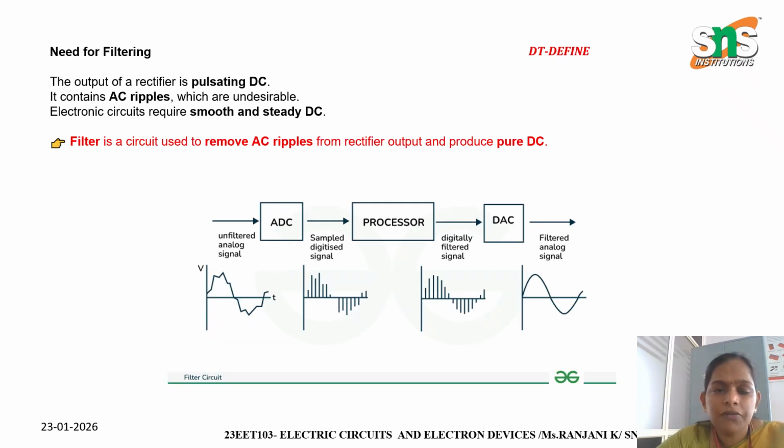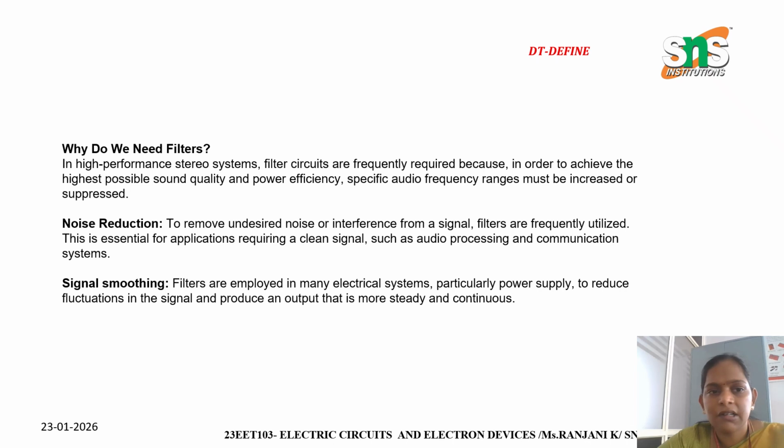And why do we go for filtering? The output of the rectifier is a pulsating DC, and it also contains AC ripples, which is undesirable. Electronic circuits require a smooth and steady DC. So we go for a filter. So why do we need filters? To reduce the noise and also for signal smoothing, we go for the filtering process.